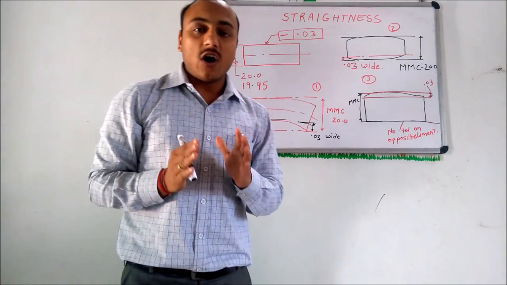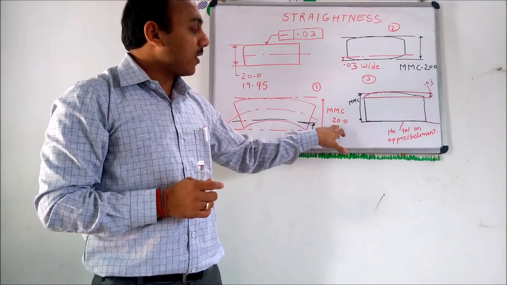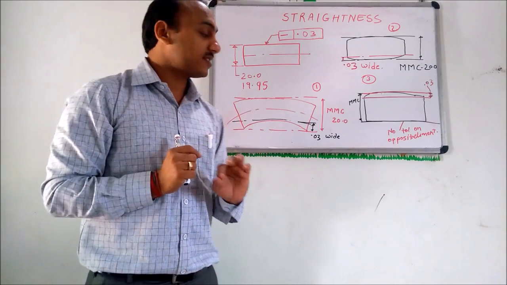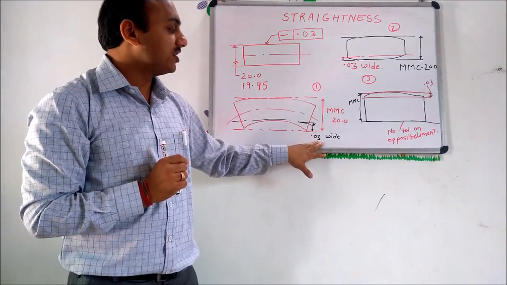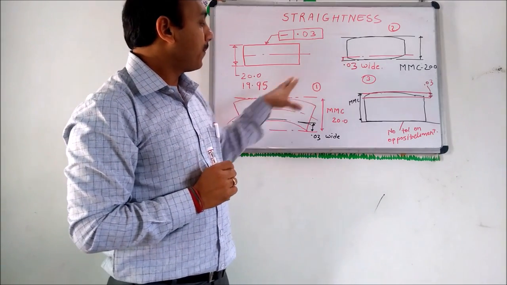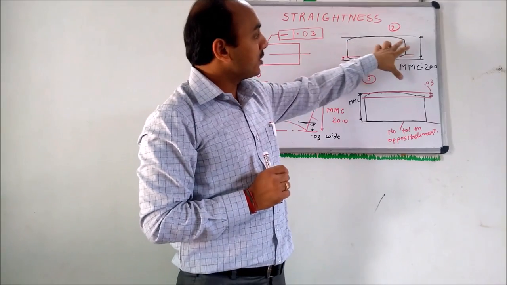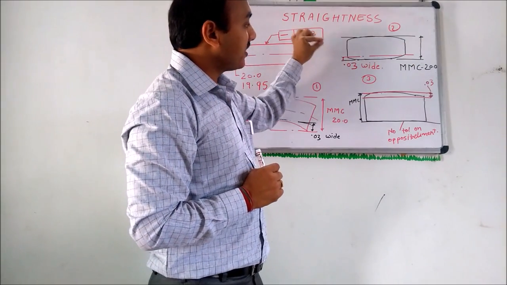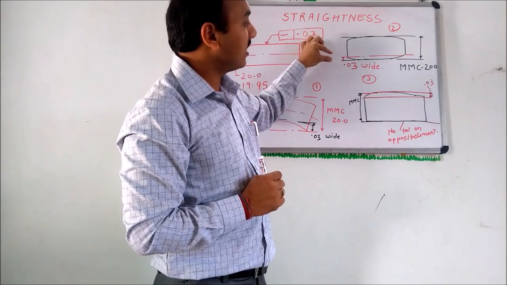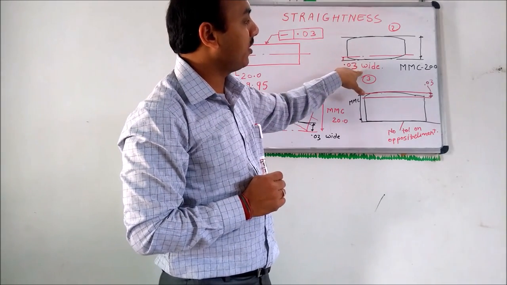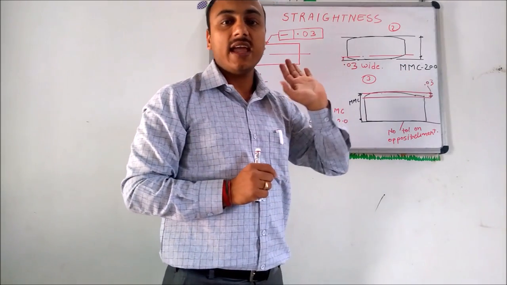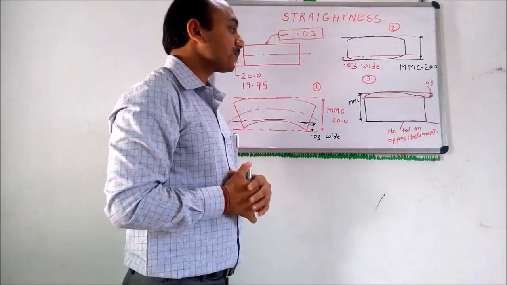Our envelope will be of MMC 20, and any kind of form variation in straightness will be allowed 0.03 wide. In this case also, if the component is manufactured like this, straightness of the edge of a single surface element should be within 0.03 wide, though the envelope would remain 20 mm or inch only.